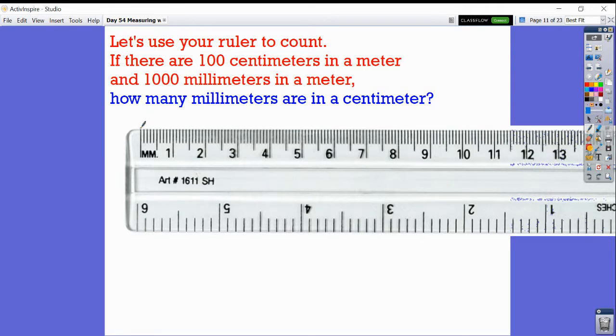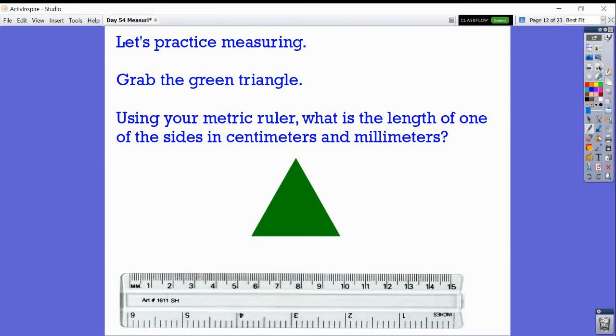If there are 100 centimeters in a meter and 1,000 millimeters in a meter, how many millimeters are in a centimeter? So from here to here, we have 1 centimeter. And we have 1, 2, 3, 4, 5, 6, 7, 8, 9, 10 millimeters in a centimeter. 10 millimeters in a centimeter. So let's practice some measuring. If I look at this green triangle and I use my metric ruler, what is the length of one of the sides in centimeters and in millimeters?